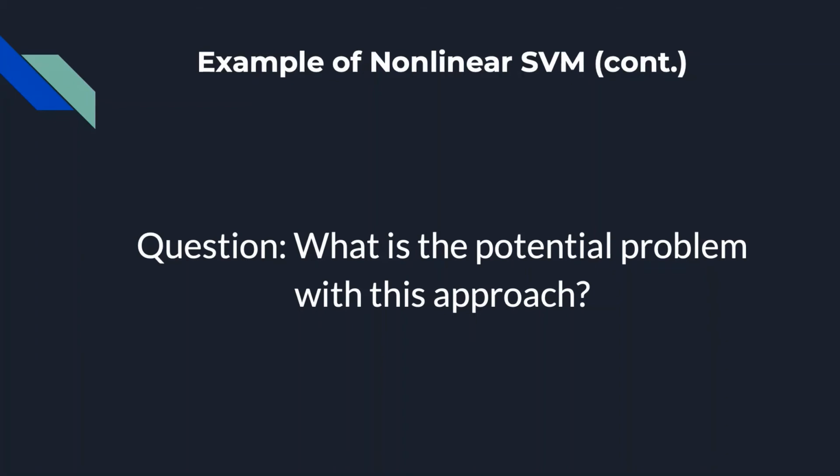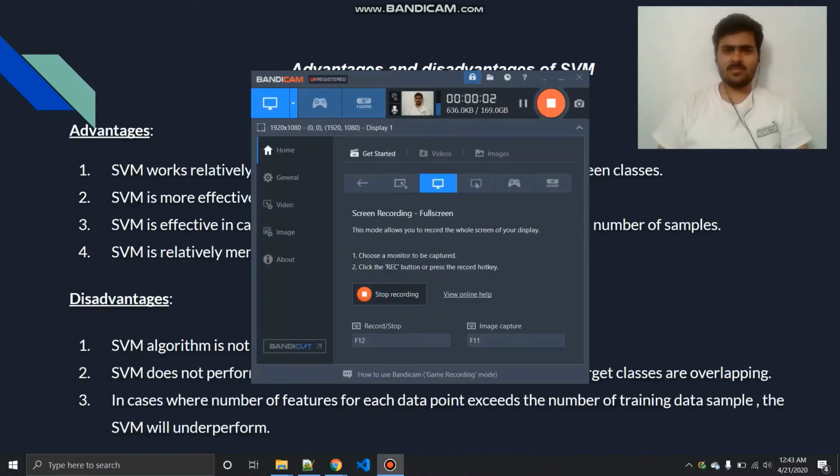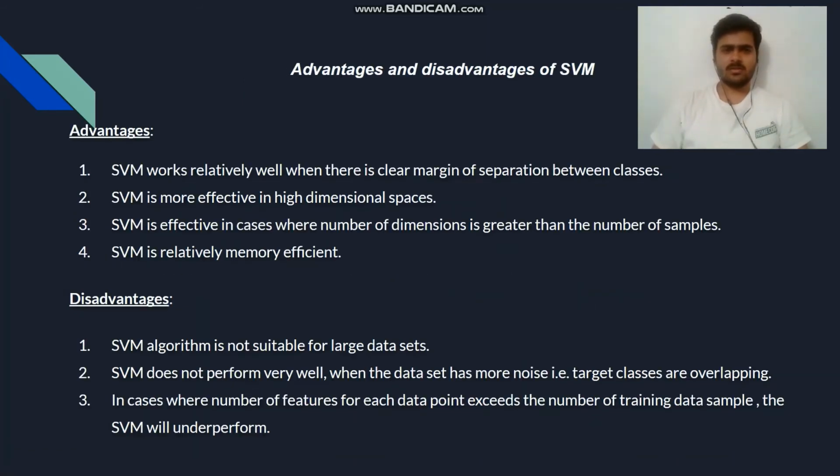Thank you. Hi, my name is Sarang Padarkar, and today we will discuss the advantages and disadvantages of support vector machine. The advantages are: the support vector machine works relatively well when there is a clear margin of separation between classes. It is effective in high dimensional spaces. It is effective in cases where the number of dimensions is greater than the number of samples. It is relatively memory efficient.